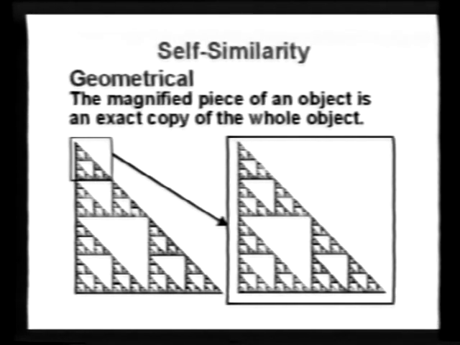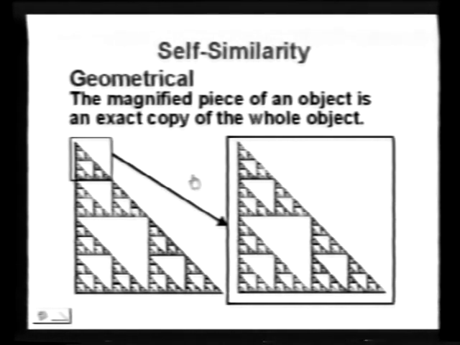So first of all, let me talk about self-similarity. There are at least two major types of self-similarity, which I've already hinted at. The first one we'll call geometrical self-similarity, or mathematical self-similarity, where the magnified piece of an object is an exact copy of the whole object.